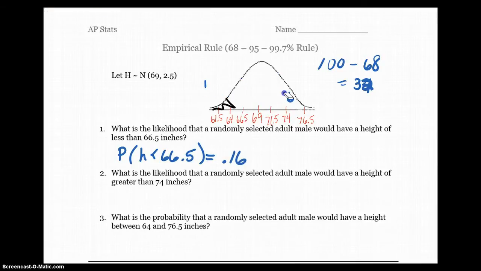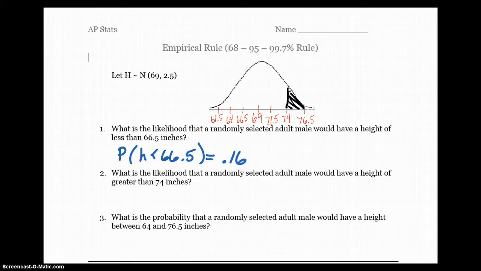Okay, so moving on to number 2. What I like to do when I'm graphing this is to write these numbers up top here in pen, and then you can use pencil to draw and shade and calculate, and then you can erase them as you go from problem to problem. Okay, so number 2, what is the likelihood that a randomly selected adult male would have a height of greater than 74? So here we are looking for greater than 74.